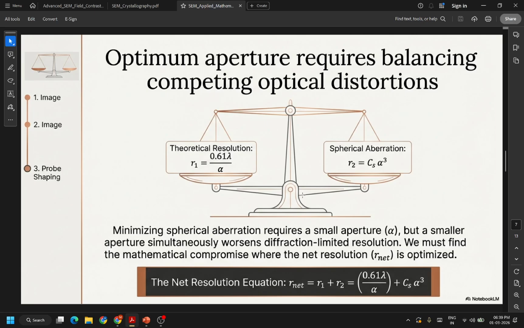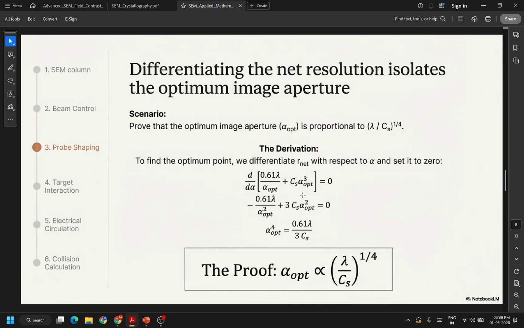So net resolution is given as the sum of both resolutions, R1 plus R2. And if you take the derivative, you are able to isolate the aperture angle. So you get your optimal aperture angle, which is proportional to (lambda by Cs) to the power 1 by 4.